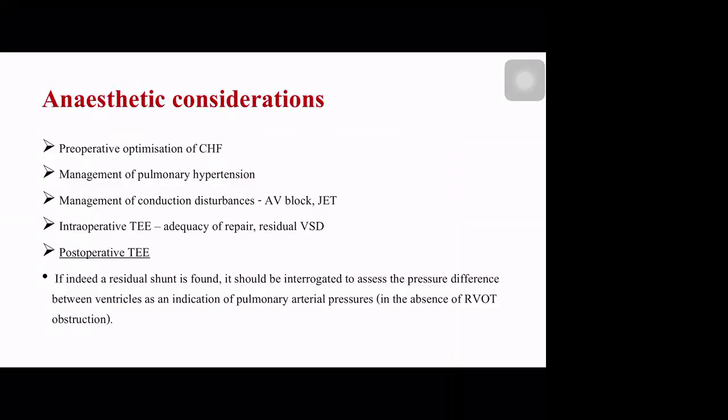What about the anesthetic consideration? I will discuss only the significant ones. If the patient is having a large VSD with significant left-right shunt and is presenting with congestive cardiac failure, preoperative optimization, primarily with diuretic therapy, is to be done definitely for proper optimization. Then only we can go for the surgery.